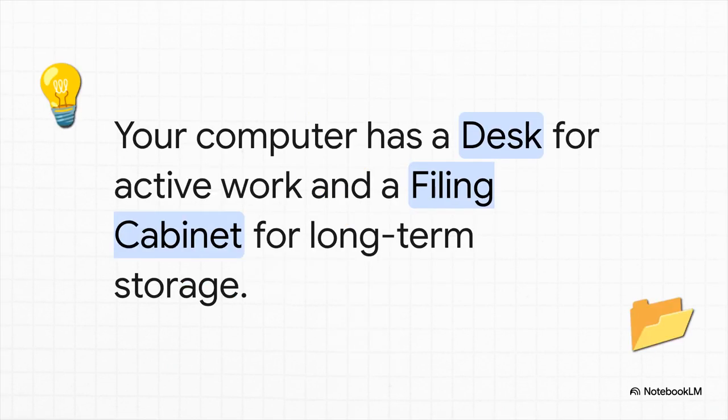Okay, so the easiest way to get our heads around this is with a super simple analogy, and we're going to stick with it. Just think of your computer as having two main parts: a desk and a filing cabinet. Seriously, that's it. This one core idea is the key to understanding how two very different types of memory have to work together perfectly to make your computer run smoothly.